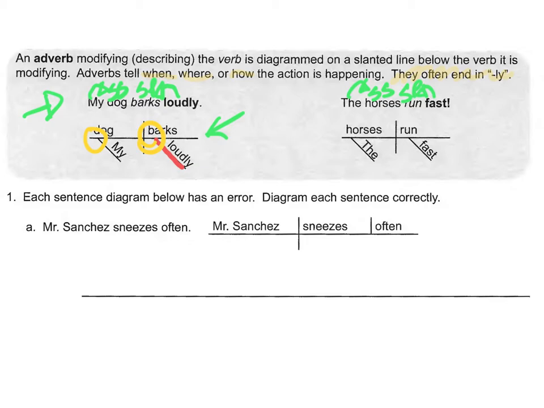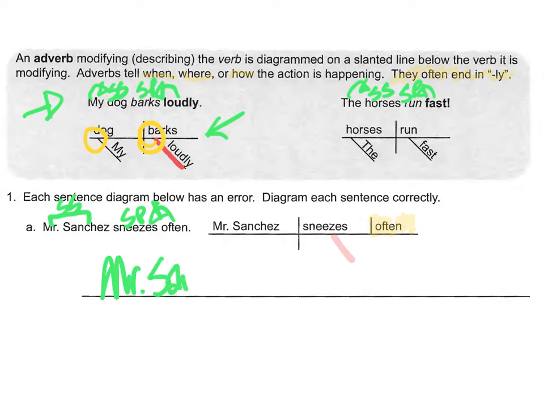So 1A, 1B, and 1C, the sentences are correct, but the diagrams are incorrect, so we have to correct the diagram. So let's look at 1A. Mr. Sanchez sneezes often. Who or what is it about? It's about Mr. Sanchez. What does he do? He sneezes. What does he sneeze? Well, we don't know. How often or how does he sneeze or when does he sneeze? Often. So you can see it's diagrammed incorrectly. They diagrammed it as if it's a direct object. It's not a direct object. It's a modifier. Okay?